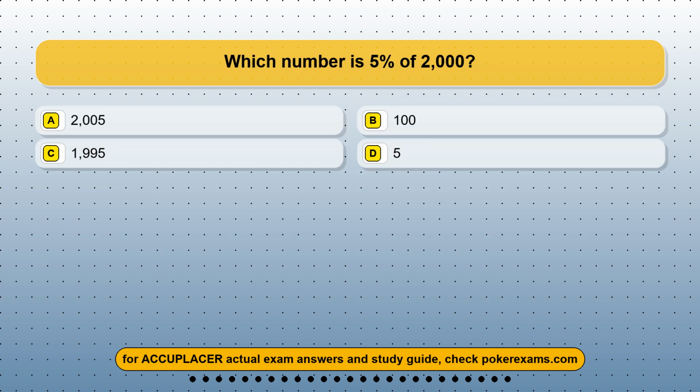Question 16. Which number is 5% of 2000? Option A, 2005. Option B, 100. Option C, 1995. Option D, 5.